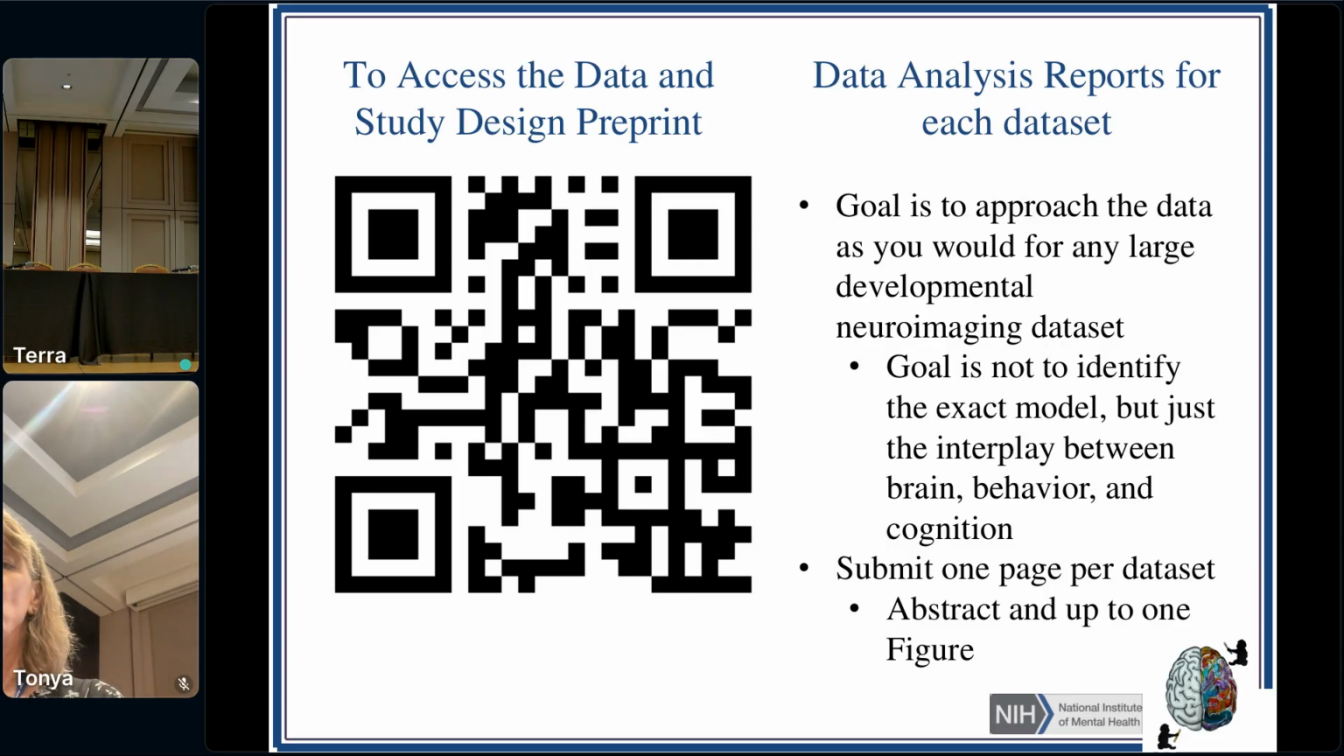For each data set, you can submit a page per data set, and hopefully next year we're going to be presenting the results, perhaps in an educational session, perhaps a symposium. We've had talks about a competition, but we'll go from there. Thank you, and Netta, if you can invite the speakers up.